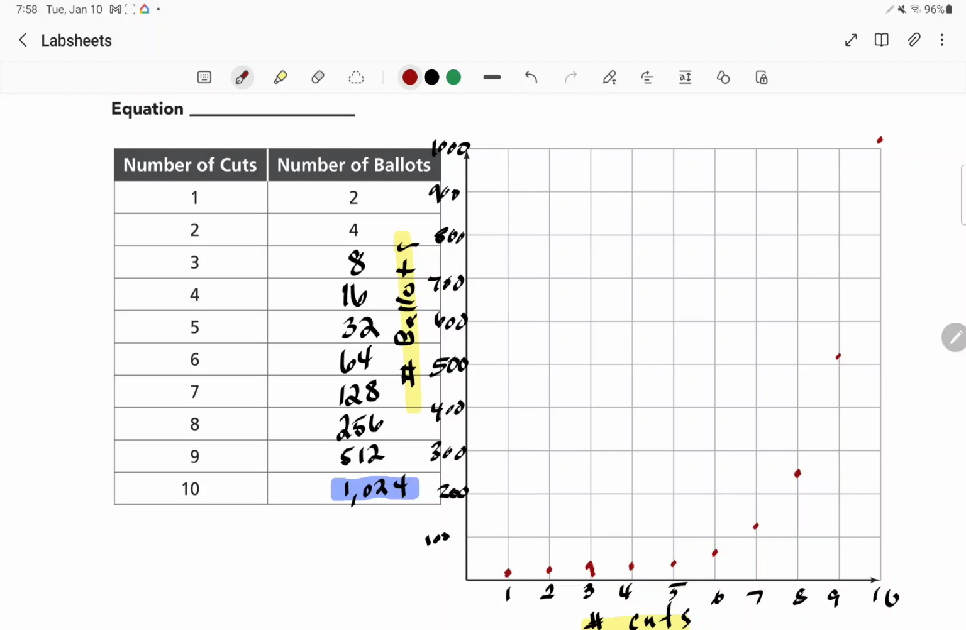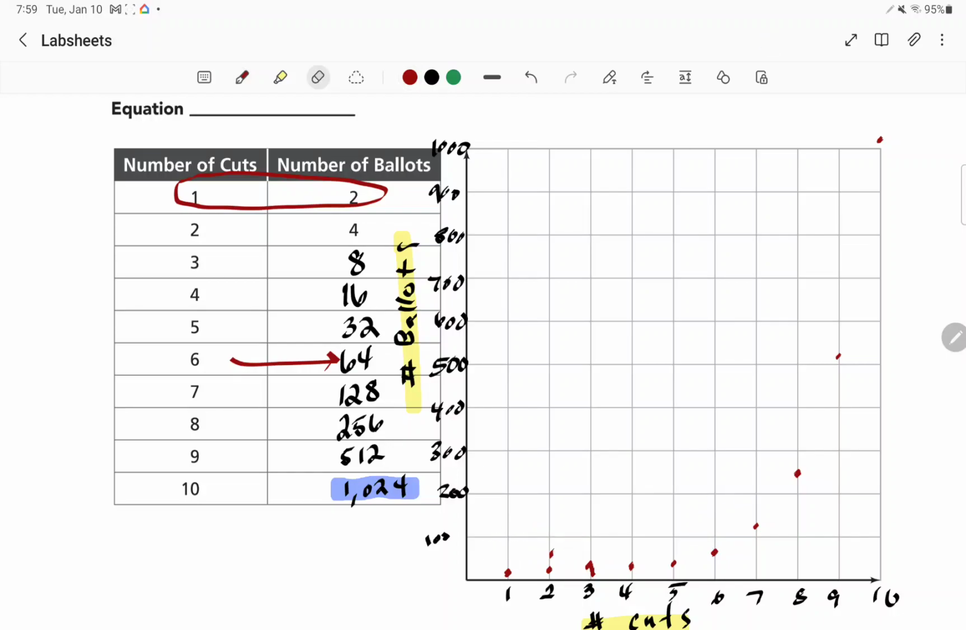So on number 1, we graph the equation. This is what it looks like. You're just graphing these points. So for example, this point right here is 1, 2, matching up with this relationship. And then this one would be 2, 4, and so forth. So at 6, this is 6 cuts. And at 6 cuts, there were 64 ballots. So this point is 6, 64 and so forth. Okay, so we have that graph.